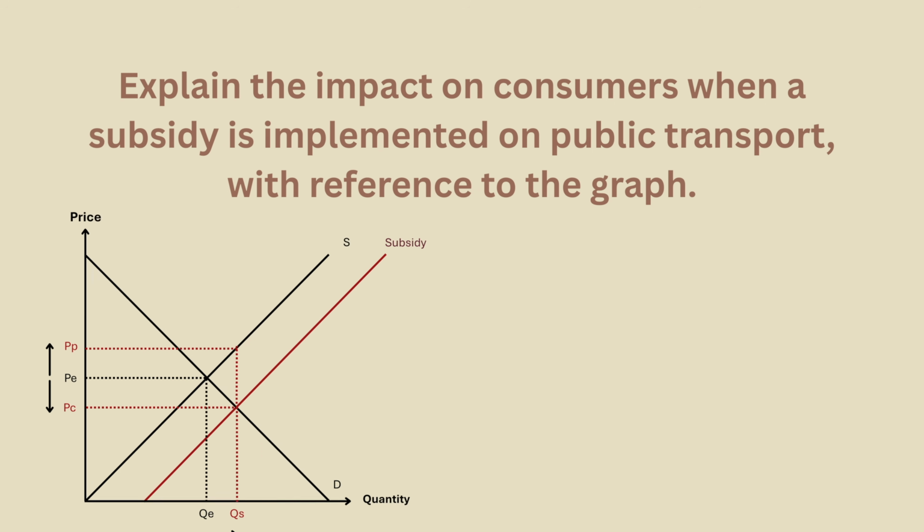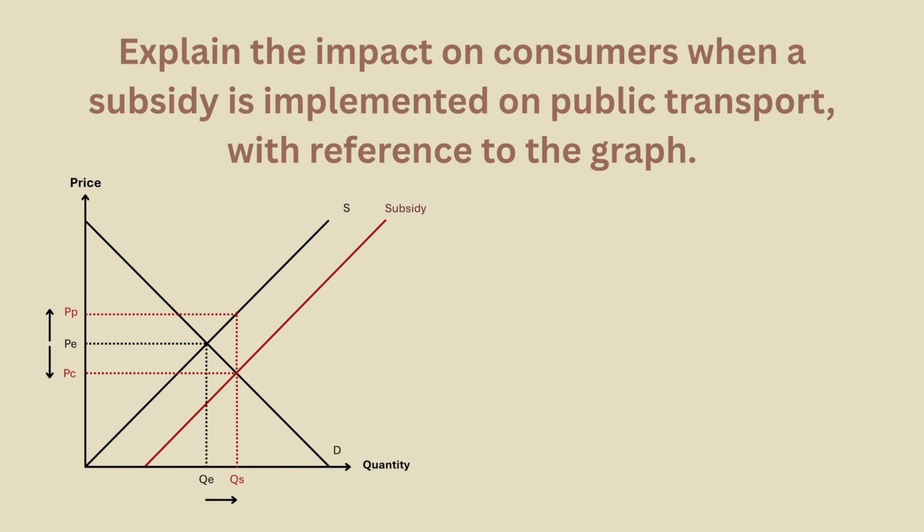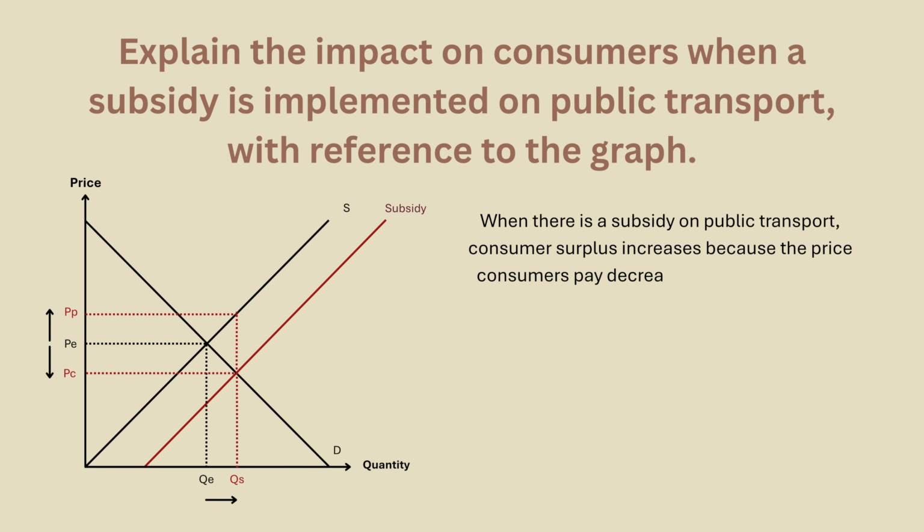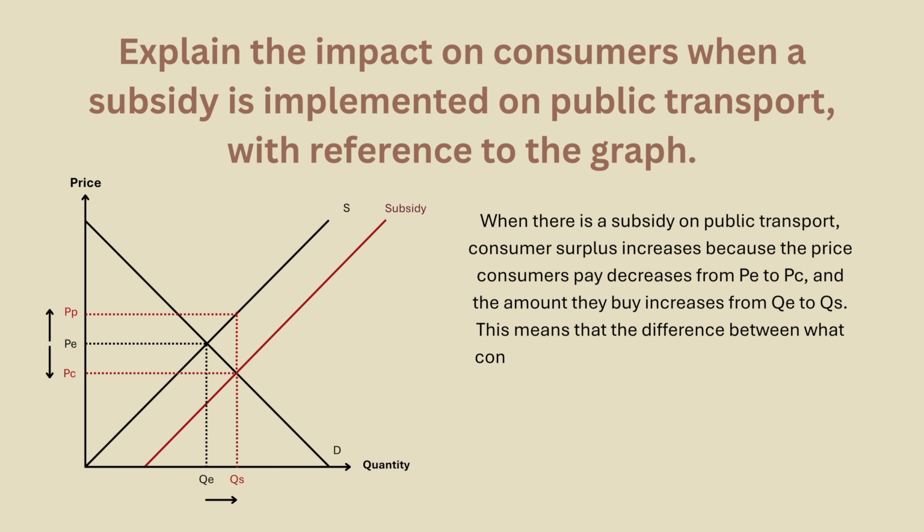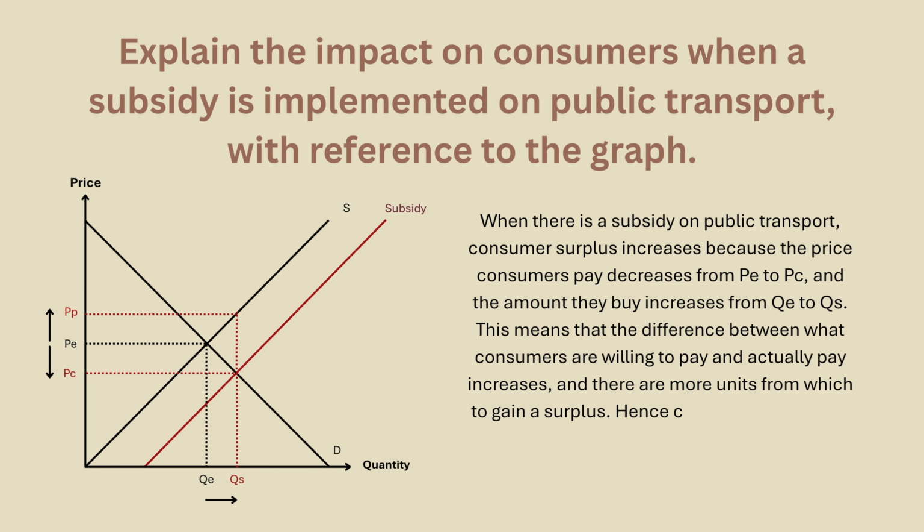Explain the impact on consumers when a subsidy is implemented on public transport with reference to the graph. When there is a subsidy on public transport, consumer surplus increases because the price consumers pay decreases from PE to PC, and the amount that they buy increases from QE to QS. This means that the difference between what consumers are willing to pay and actually pay increases, and there are more units from which to gain a surplus. Hence, consumers are better off and consumer surplus increases. Basically, consumers like subsidies on public transport.